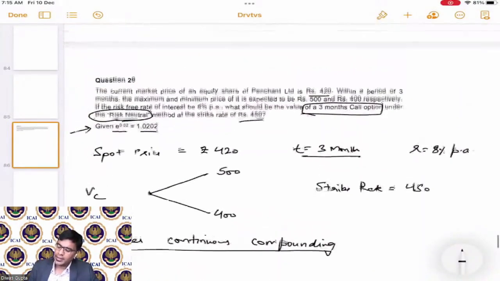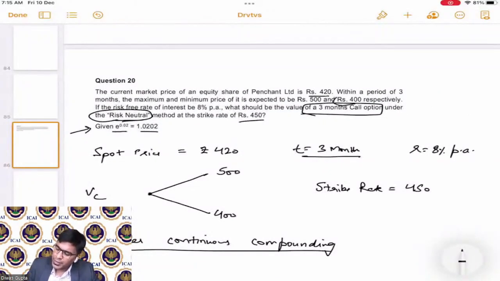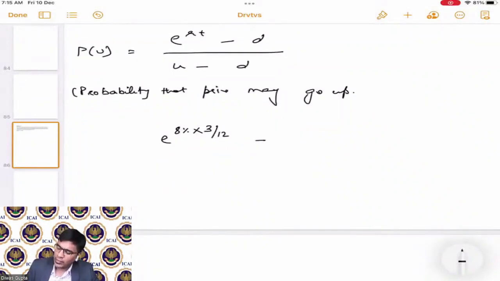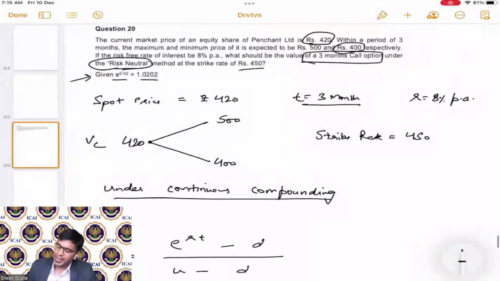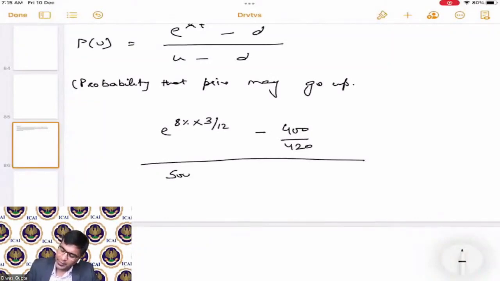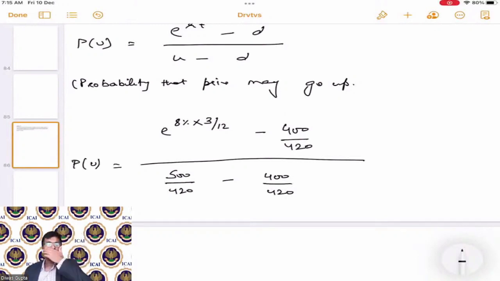D is the downward proportion. So the downward proportion is 400 divided by the current market price of 420. Correct? Because we are at 420 here. So U and D are respectively calculated like this. So 400 divided by 420, whole divided by, what is the price going up? 500 divided by 420 minus 400 divided by 420. This will give us the probability of price going up.